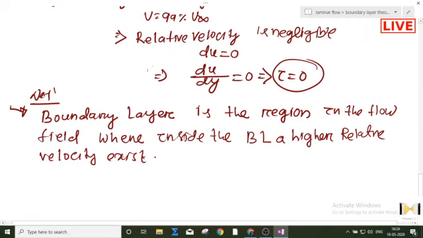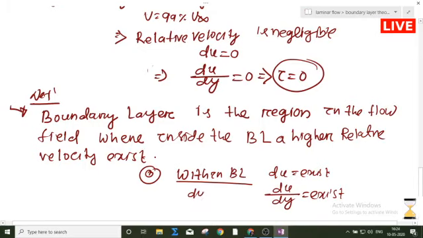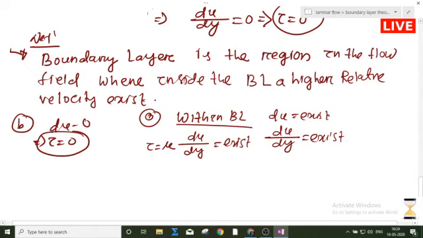So within this boundary layer the relative velocity will exist, so a velocity gradient will exist. This is du by dy; as it exists, tau will be equal to mu into du by dy, so this also exists. Within this boundary layer there will be viscous flow. Outside of the boundary layer the relative velocity is 0, so as the relative velocity is 0, the shear stress will also be 0. This is the thing I want to tell you.